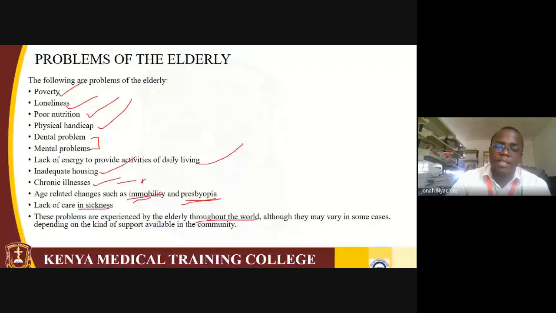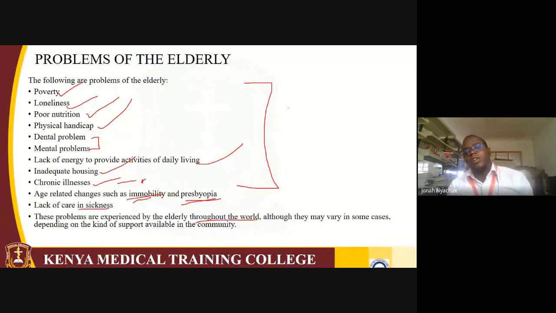It's only that in some first world countries, they have been able to come up with the concept of homes for the elderly, where at some point they may be taken to those homes and taken care of by the government. So in our part, we are also trying to come up.